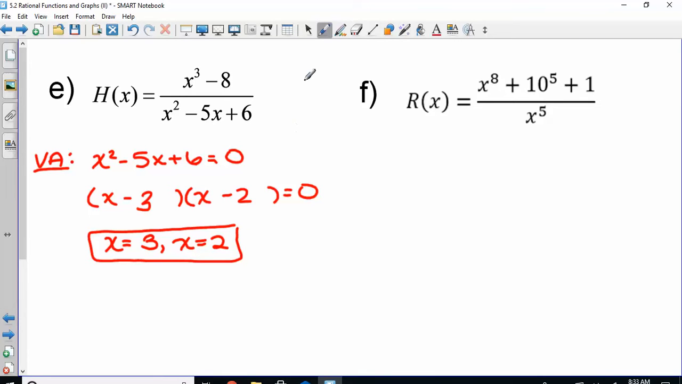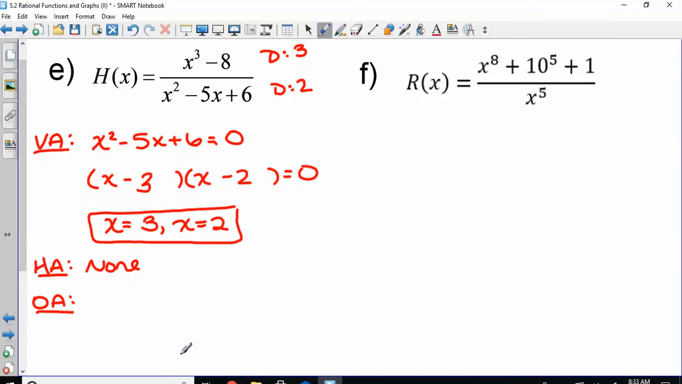Alright, let's decide horizontal or oblique. What's the degree at the top? 3. Bottom? 2. Okay. Degree of the top is 1 bigger, so that means we don't have a horizontal. We have an oblique. So we get to practice our division again. Inside, we put the x cubed minus 8. If it helps you, you can put 0x squared and 0x in there. Not required, just kind of helps keep track of your terms.